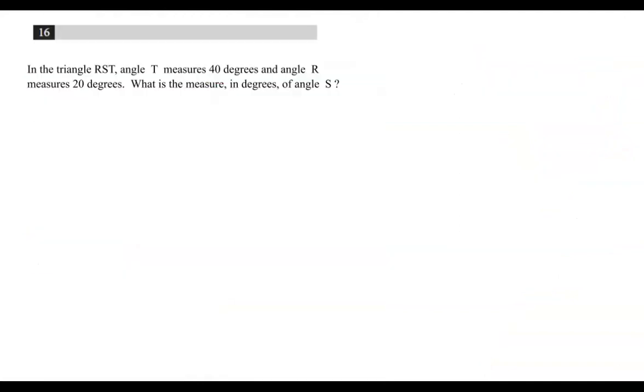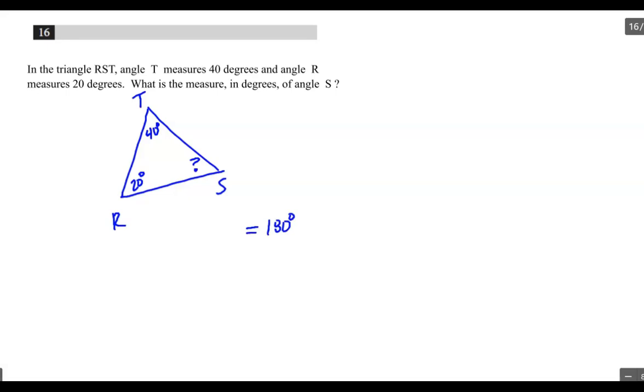All right, number 16. In triangle SRT, T is 40, R is 20. What is angle S? This problem goes super fast. I'll just draw some random triangle RST. If T is 40 and R is 20, how much is S? Well, all triangles have to add up to 180 degrees. So right now, we have 40 plus 20, so right now we have 60.